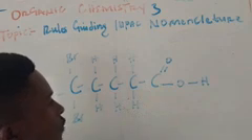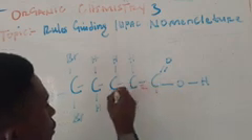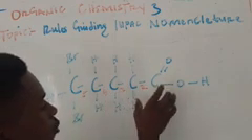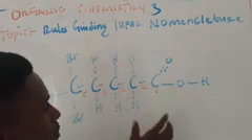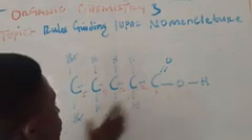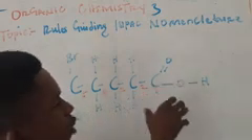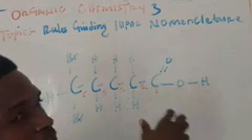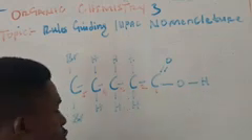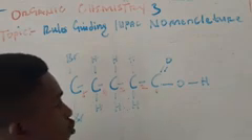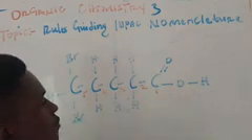Our numbering should begin from this side. 1, 2, 3, 4, 5. Why is our numbering starting from here? The reason is because when you have a functional group and a substituent, you respect the functional group because it's carrying the parent name. The functional group determines the chemical property of the structure, of that homologous series. So I'm not starting from here because of this functional group.